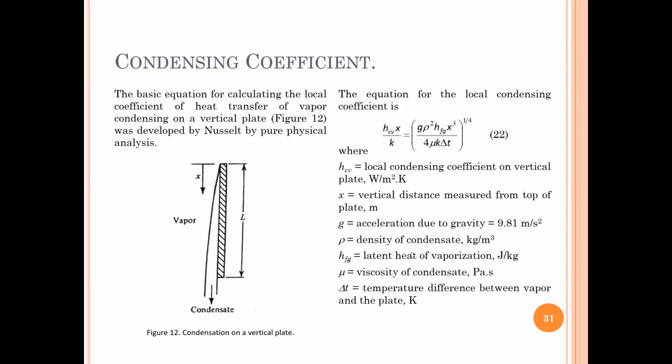Rho is the density of condensate. h_fg, condensate, yung vapor. h_fg is the latent heat of vaporization. Mu is the viscosity of the condensate. Delta T, temperature difference between the vapor and the plate, yung surface temperature.